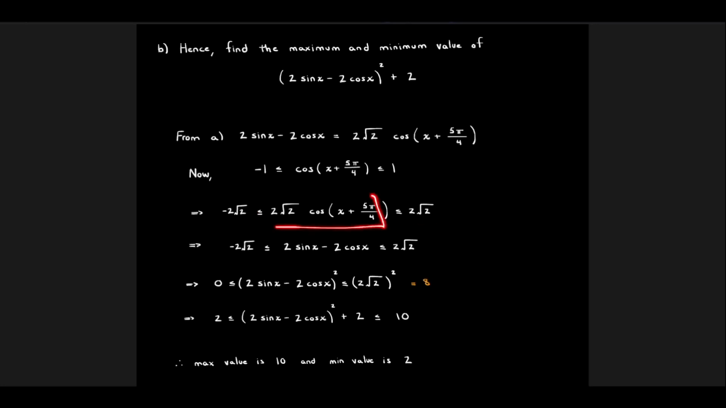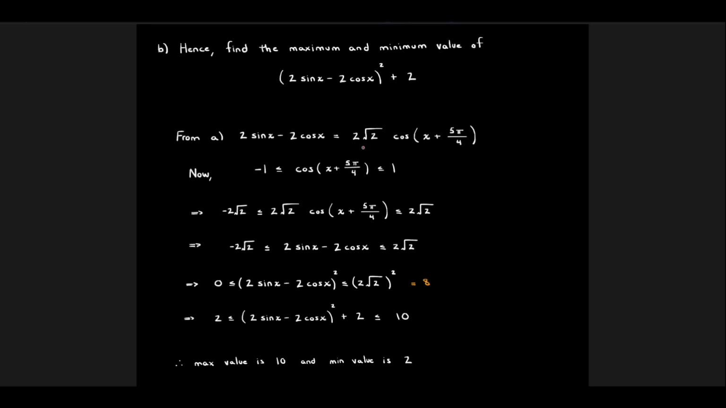And then I'll just go ahead and replace this with what the actual question is looking for. So it looks more like this. And then we're going to square this side. But whenever you square something, it's always going to be non-negative. So this becomes greater than or equal to 0. And this thing squared is just equal to 4 times 2, which is 8. And lastly, we have to just add 2 to all sides of the inequality. And we see that this expression is at least 2 and at most 10. And there we go. That's how you figure out the minimum and maximum value of this thing.